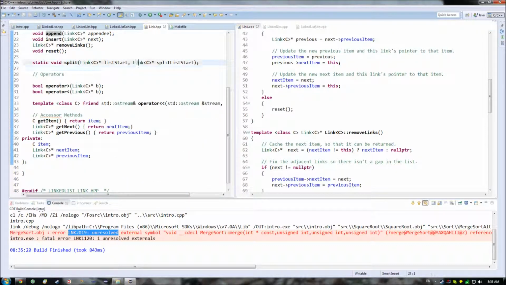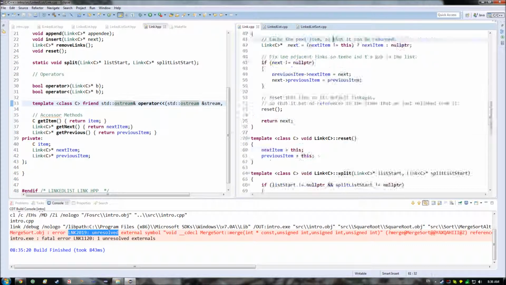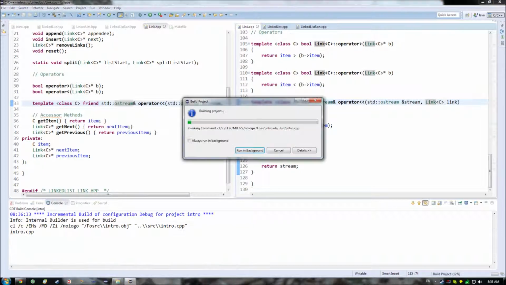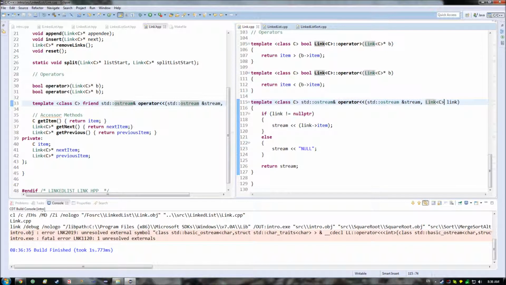It's a bit easier in case, say, I take a look at some of these things such as our friend operator down here. So if I take a look at this and I just have it pass in a link here, that's probably not going to give us a compiler error, but instead going to give us a linker error.